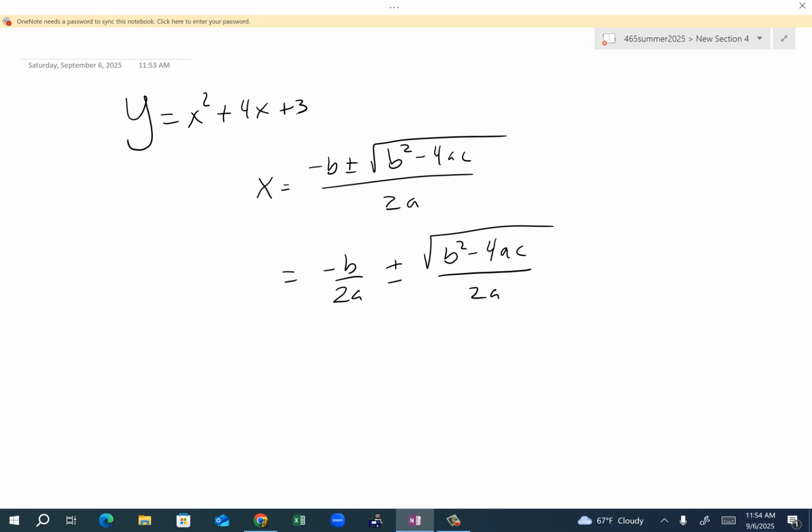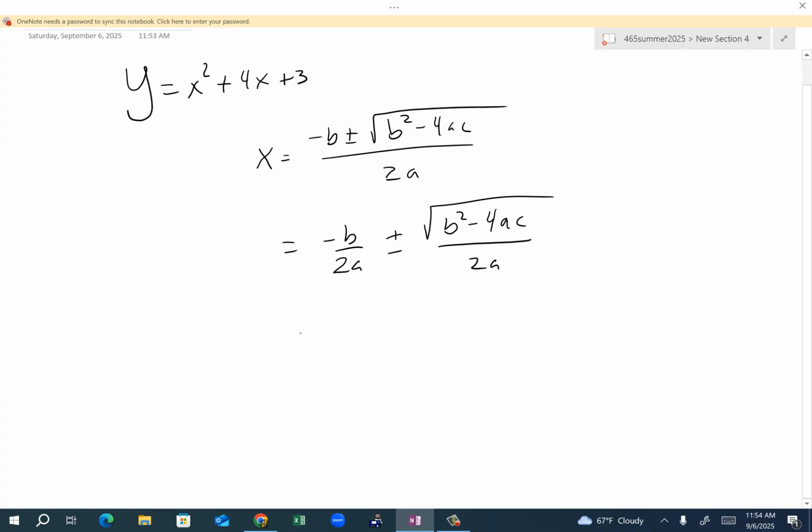Okay, I want to start off with that one. If I do that, that's negative 4 over 2 plus or minus the square root of b squared, that's 16 minus 12, over 2. So that's negative 2 plus or minus the square root of 4, which is 2, over 2, which is 1. That means my zeros are at negative 3 if I subtract and negative 1 if I add.